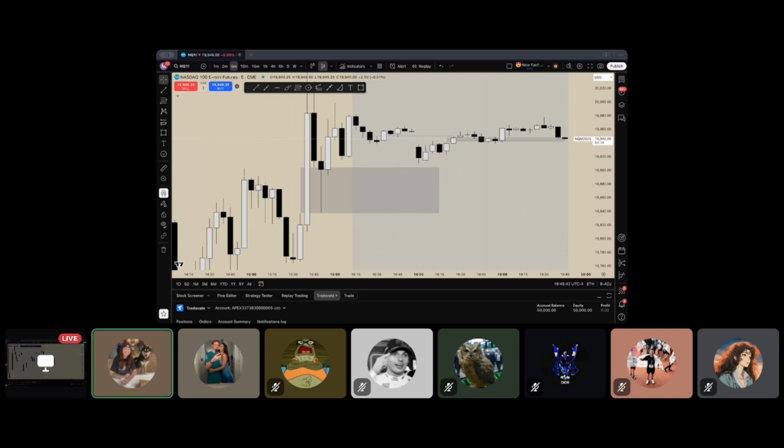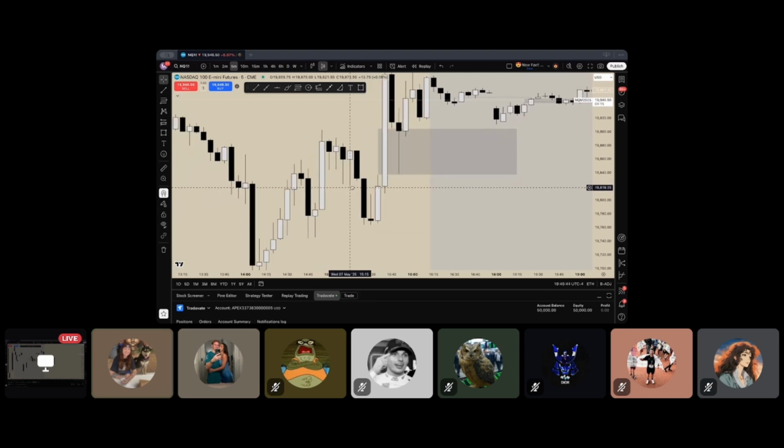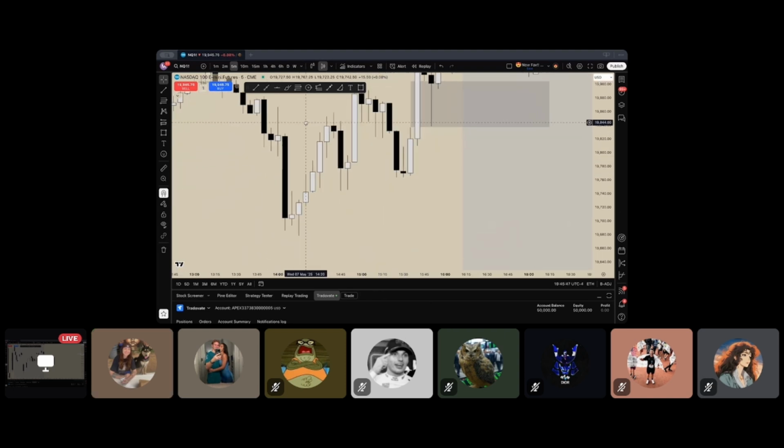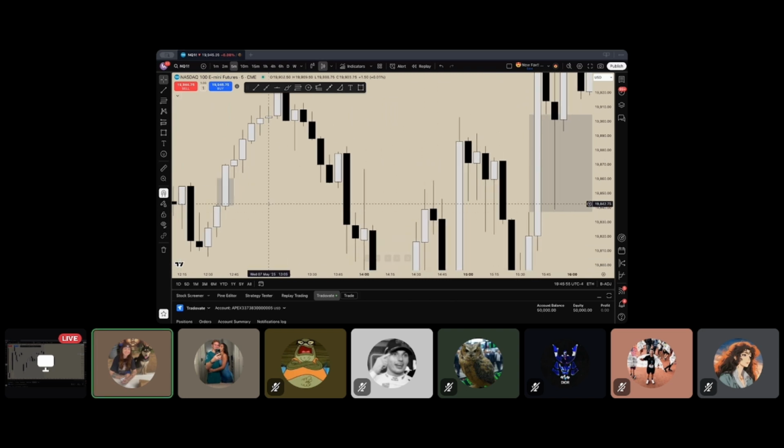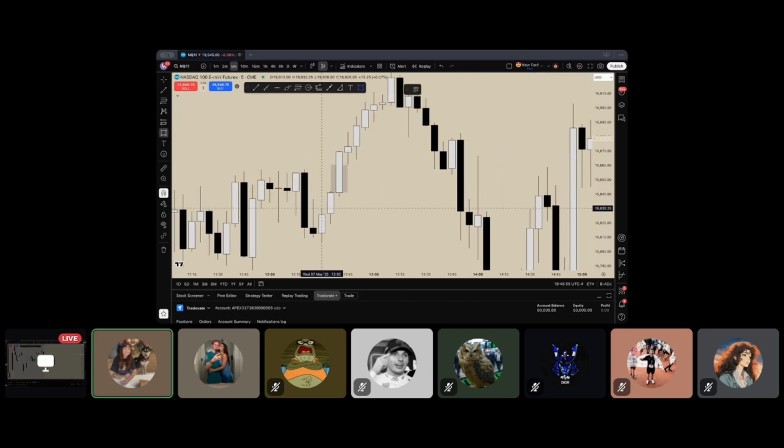But that's all I'm doing. Let's see. Trying to find another. Okay, so here's one. Here's a fair value gap right here. Okay. And then we have another one down here.